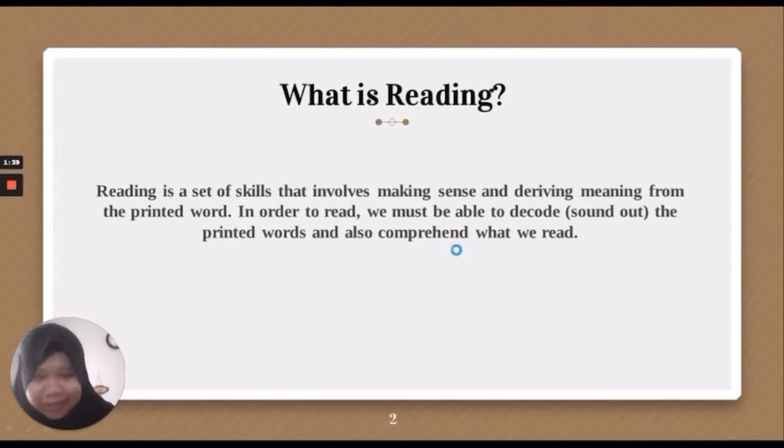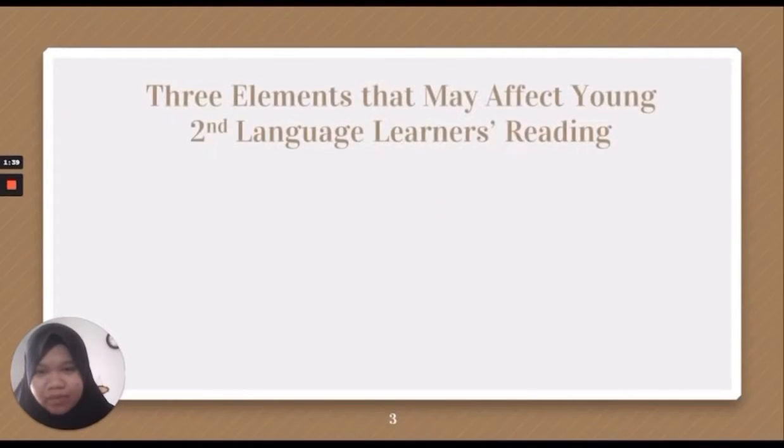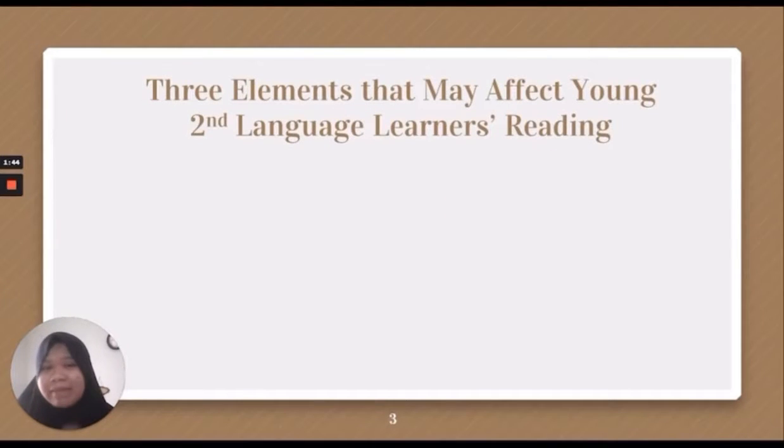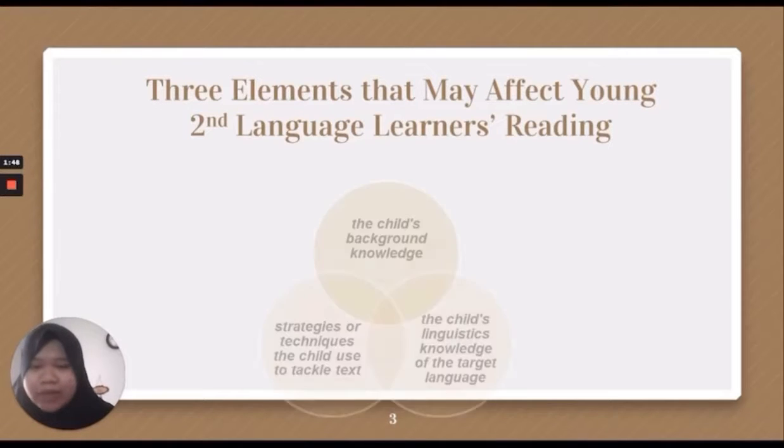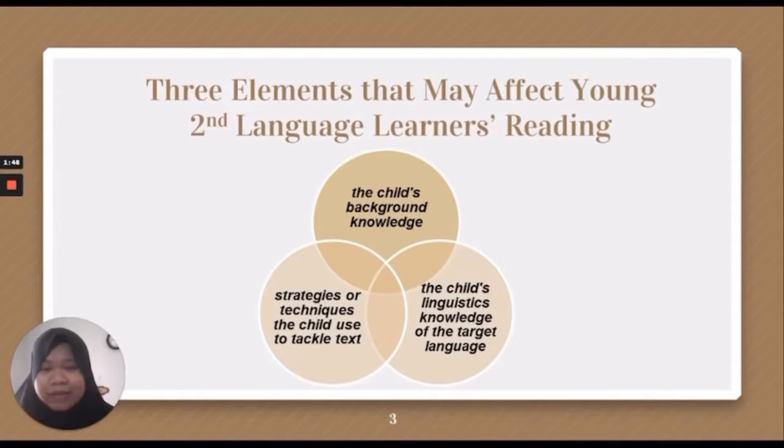Next is the three elements that may affect young second language learners' reading. So from the book it says the elements that may affect it. The first one is the child's background knowledge. So has the child been reading? Have they known how to read yet? Have they known some other knowledge other than that? That will affect the learner's reading.